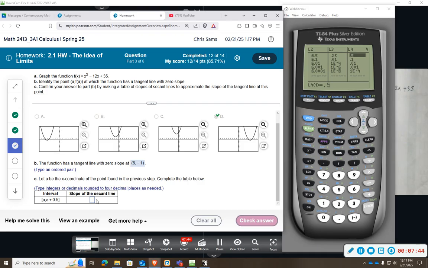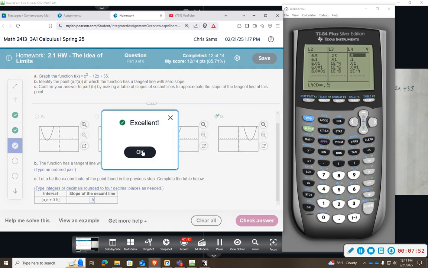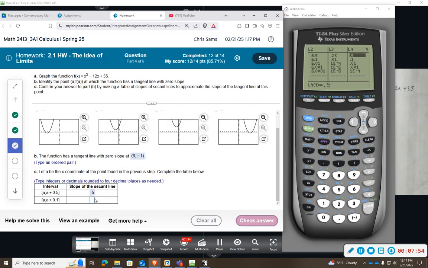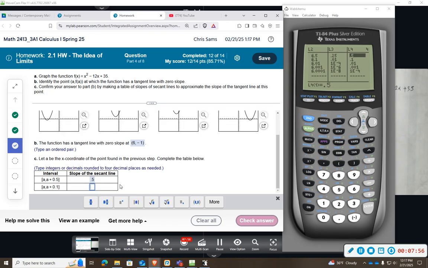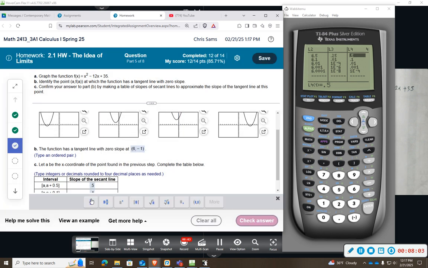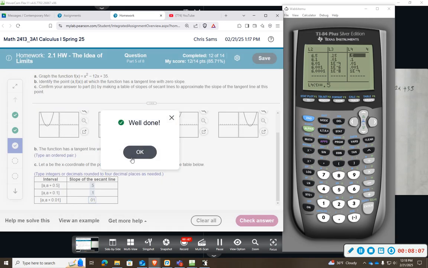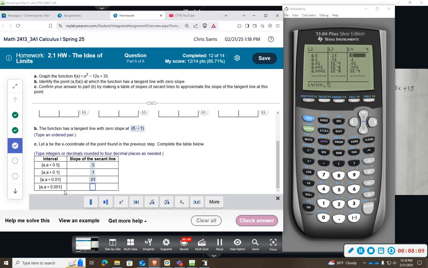So we're going to input 0.5 for our first slope. Our second is 0.1, so it looks like it's matching with the exact difference. 0.1. This one will give me 0.01. The next is giving me 0.001.